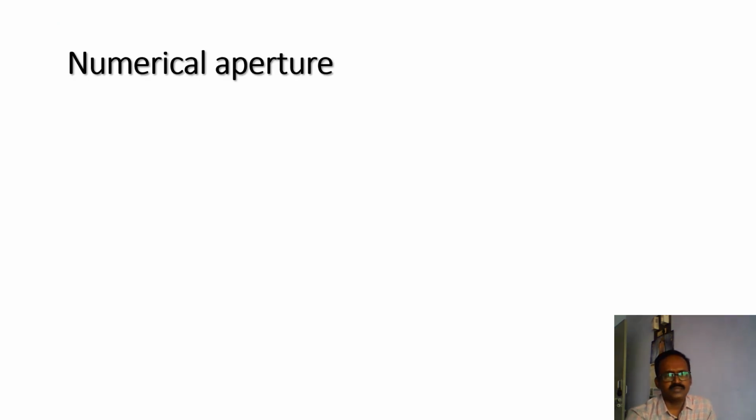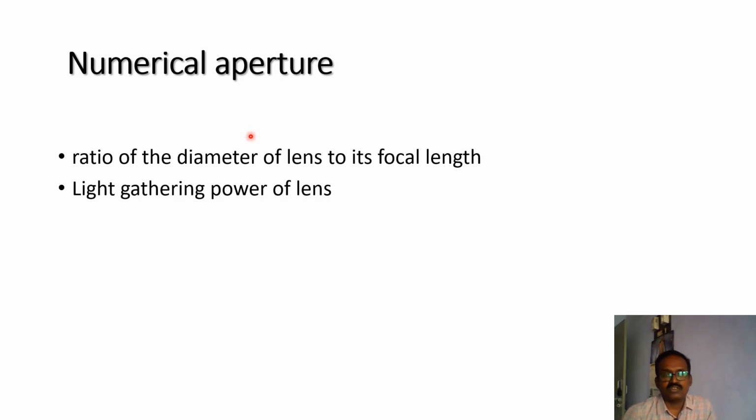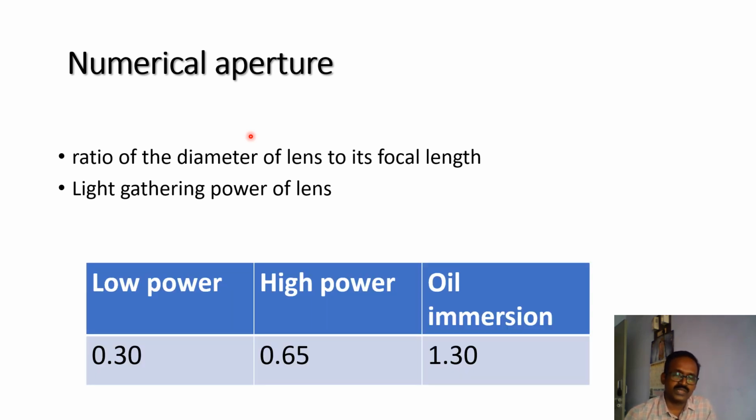Some physical terms we should know. The numerical aperture means the ratio of the diameter of the lens to the focal length. It is the light gathering power of the lens. The numerical aperture for the low power is 0.30, for high power it is 0.65, and for oil immersion it is 1.30. So the light gathering power is more in the oil immersion compared to the low power and high power objectives.